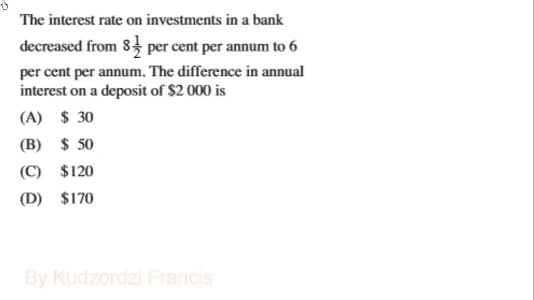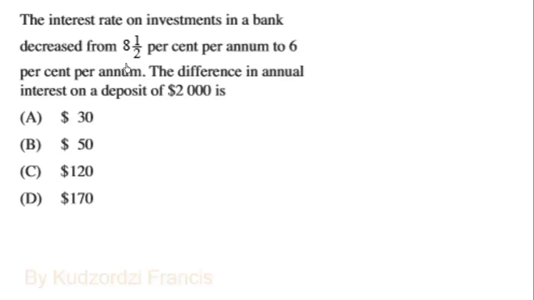The interest rate on investment in a bank decreased from 8.5% per annum to 6% per annum. The difference in annual interest rate on a deposit of 2000 is. So I'll show you a quick method of doing this.